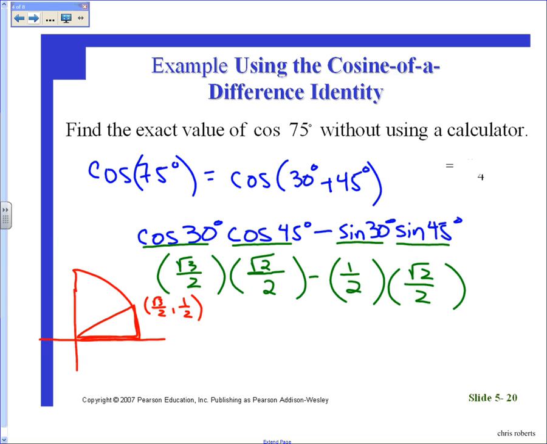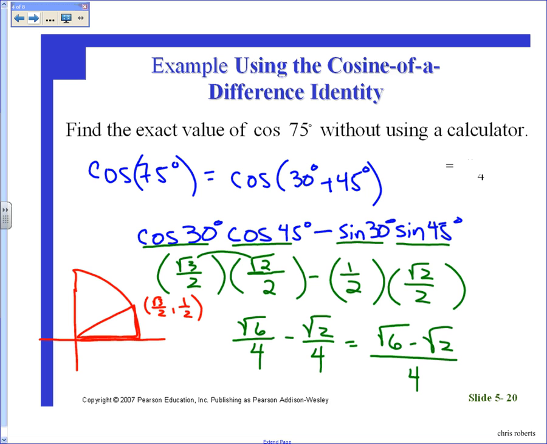When we multiply these together, the square root of 3 times the square root of 2 gives me the square root of 6 over 4, minus the square root of 2 over 4, which gives me the square root of 6 minus the square root of 2, all over 4. Okay, that's the exact value. We don't want to simplify that or plug that into our calculator and get any type of decimal there. That's the exact value, the answer we're looking for.